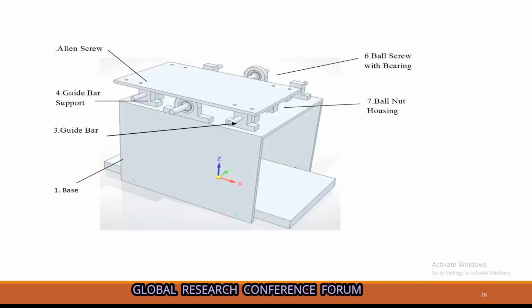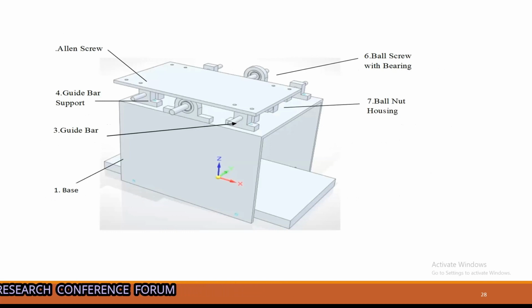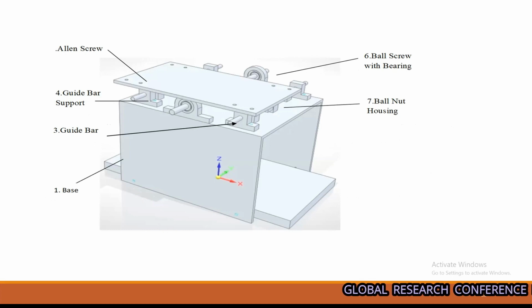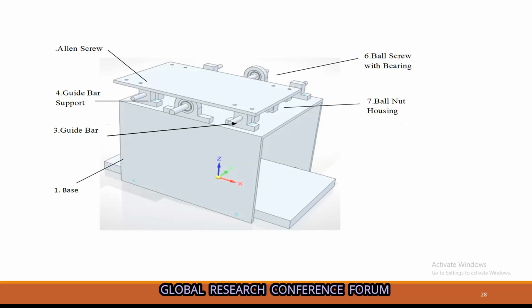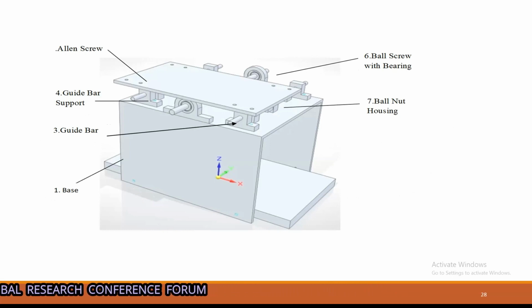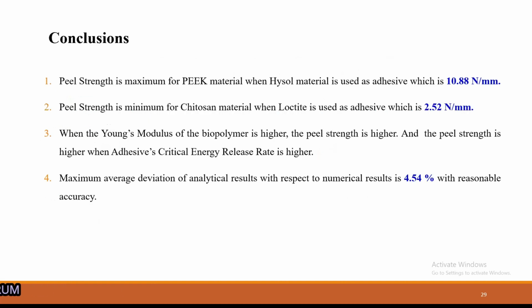This is the design of the apparatus. You can see the design of the apparatus. By using this apparatus, we can find out the peel strength experimentally. So the experimental result is remaining, so that we can come to the conclusion.